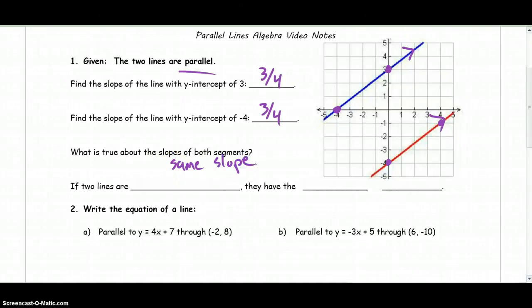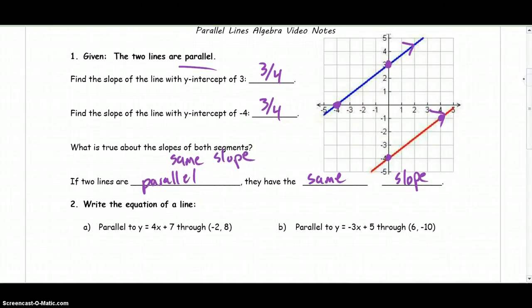And this is actually true for all sets of parallel lines. If any two lines are parallel, we know that they have the same slope. So perpendicular lines have opposite reciprocal slopes, and parallel lines have the exact same slope. So I'm going to do one example, and you will do the other example on your own for your teacher for class tomorrow.